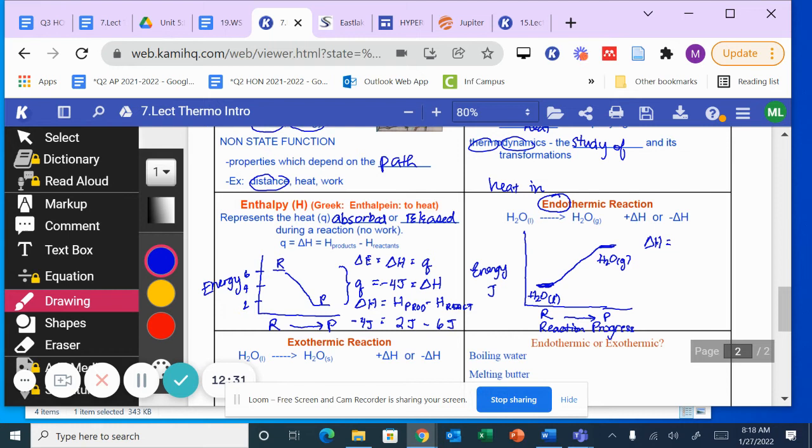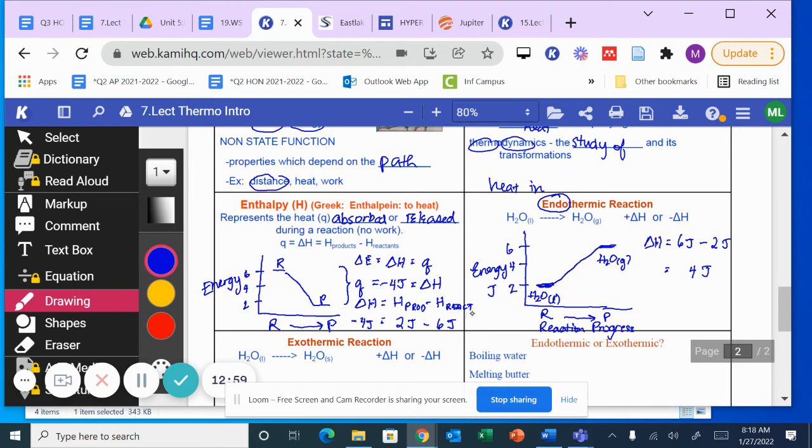So what's the, oh, let's make up numbers. Okay, I'm just going to do 2. These are just hypothetical numbers, just so you can see. 2, 4, 6. What's the enthalpy of the, what goes first? Products. What's the enthalpy of the products? 6 joules minus reactants, 2 joules, equals 4 joules.